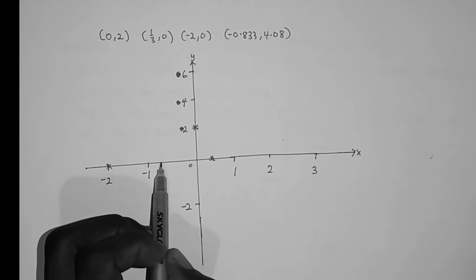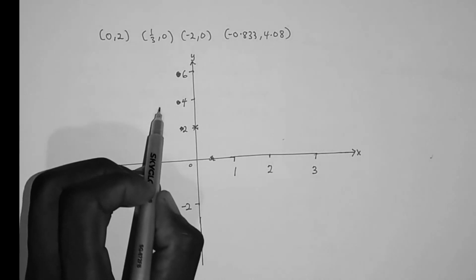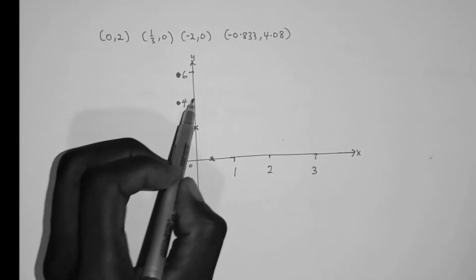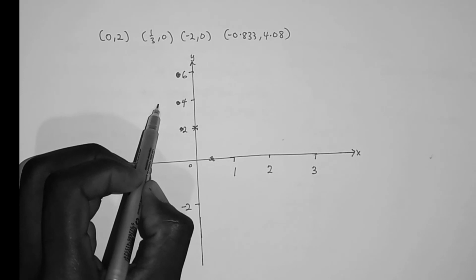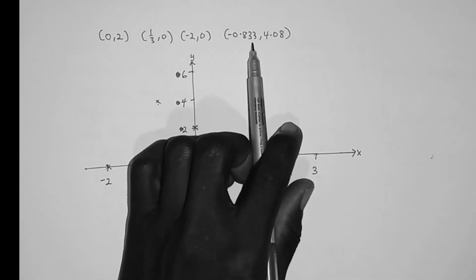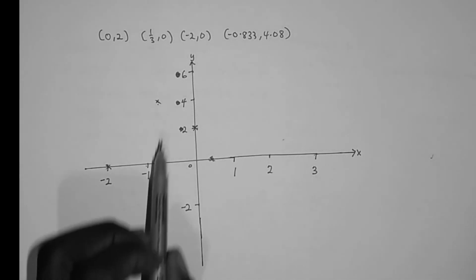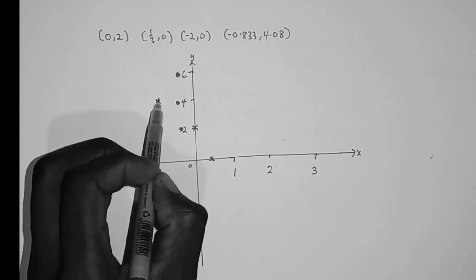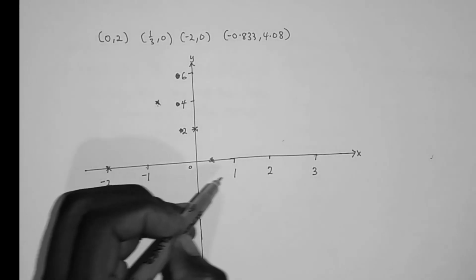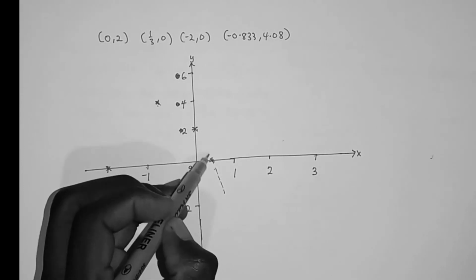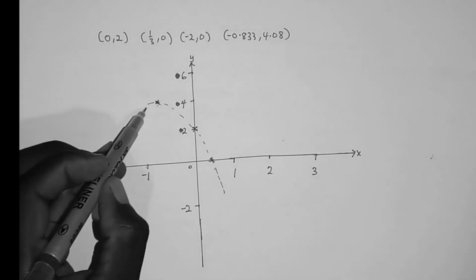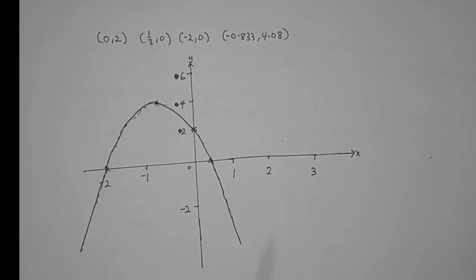And then the turning point is minus 0.833, which is somewhere here, and then 4.08, which is a little bit above 4.0. So let's assume that it is here. Minus 0.833 is less than 1 in magnitude, and the y value is a little bit greater than 4.0. So at the end of the day, our graph is going to look like this. This is how our graph is looking.